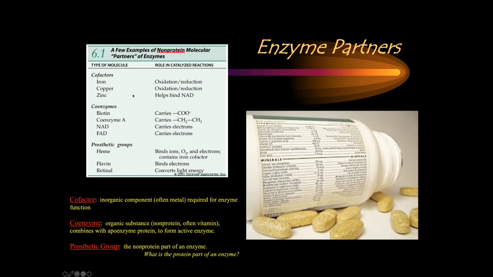So any questions about enzyme partners? They're non-protein molecules that enzymes require in order to function. Now, I'm not sure, Professor, you said our body needs vitamins, but then you said it recycles them. So if that's the case, why do we have to take supplements? Well, you shouldn't have to. If you had an adequate diet, you would replenish your vitamins every day.